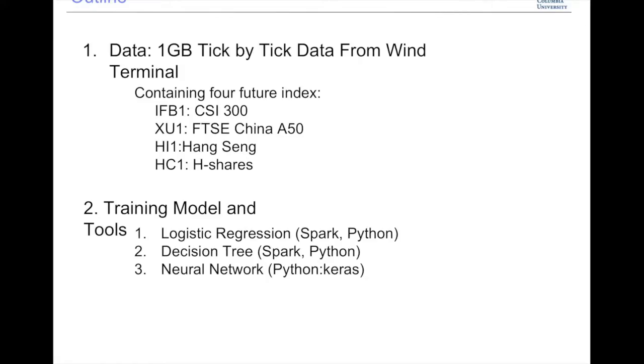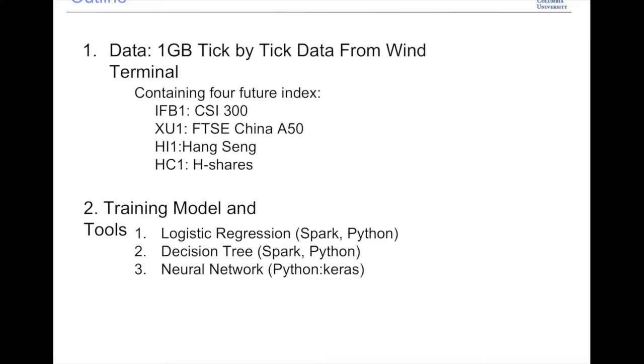We use tick-by-tick financial data downloaded from the Green Financial Terminal, which contains lots of Chinese financial markets data. There are four types of futures considered in our project. Their names and indices are displayed on the PowerPoint. There are three types of training models we are using. The first is logistic regression, the second is decision tree, and the third is neural network.